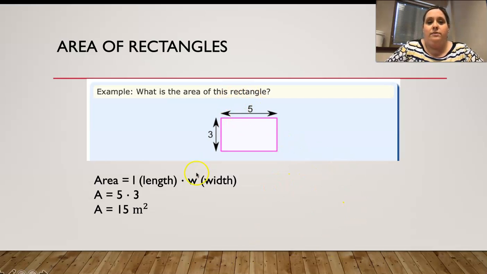What is the area of this rectangle? So area equals length times width. So we can think of it in that term. Length and width. So 5 times 3 equals 15 meters squared. Always squared when we're talking about area.